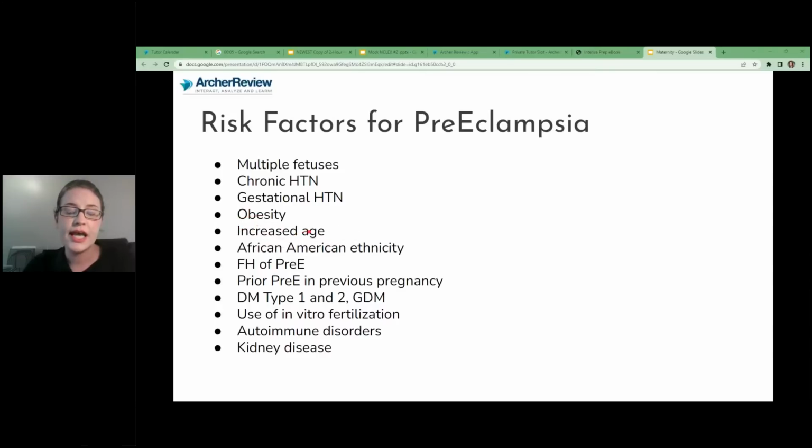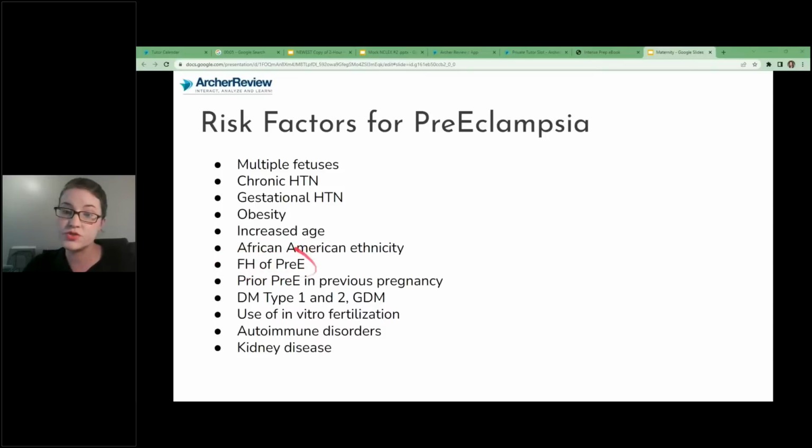Increasing age, and remember, advanced maternal age is age 35 or above. I know that doesn't seem very old, and a lot of people say that's not advanced age, and it's not old, but that's when the risks in pregnancy start to increase. Once women become 35 or higher, their risk goes up for a lot of things. African American descent carries a much higher risk of preeclampsia, so we've got to watch those patients closely.